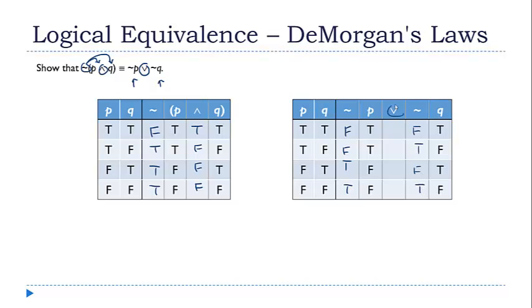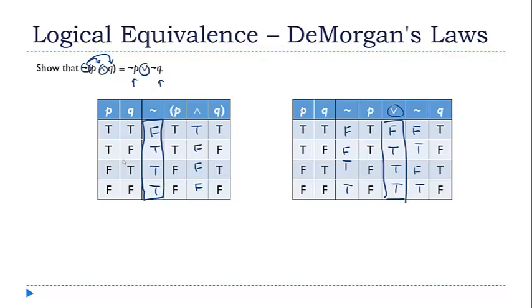And then do the OR this time. And an OR is false only when both of the inputs are false. Everywhere else, it's true. And now you should be able to see pretty quickly this column is the same as this column. So these are, in fact, the same.